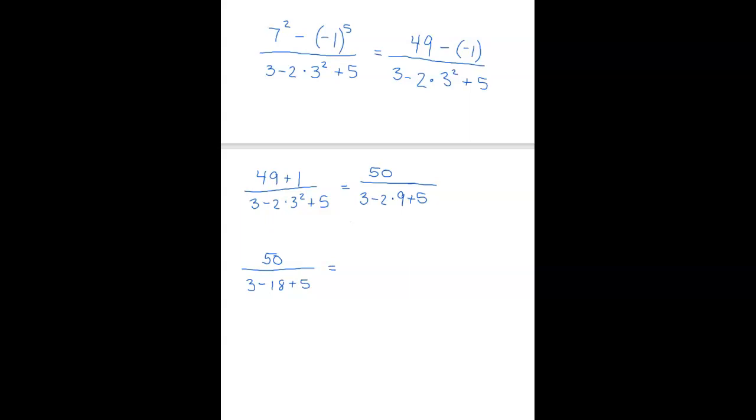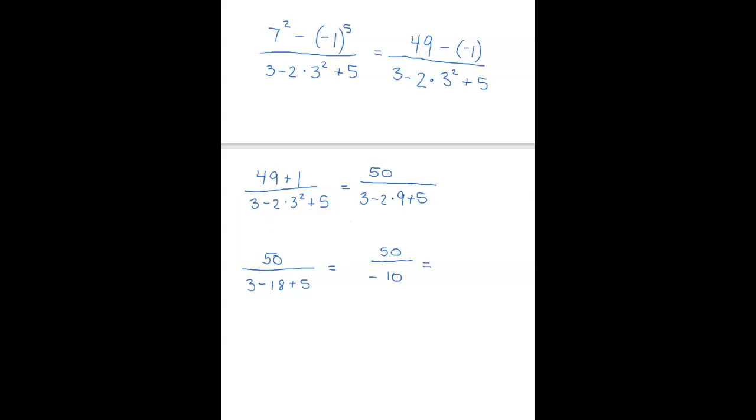All right, now I've got my addition and subtraction. I've taken care of all of my exponents. I've taken care of all of my multiplication and division. Now I'm going to just go ahead and work with my addition and subtraction. Remember, I'm doing it at the same time from left to right. So 3 minus 18 is going to give me a negative 15. And then plus 5. If I have a negative 15 plus 5, that means I have a negative 10.